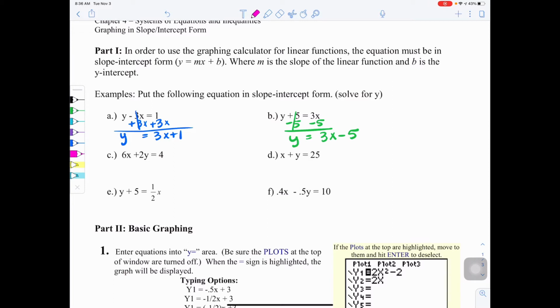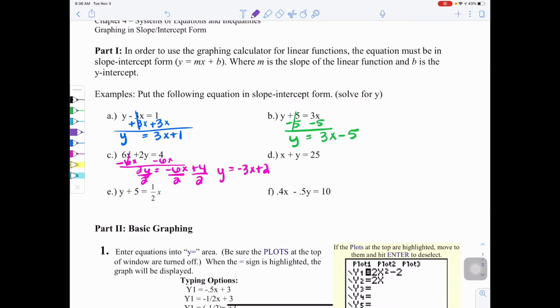Okay, letter C, 6x plus 2y equals 4. I need to move the x's because my goal is to get y alone. So I have 2y equals negative 6x plus 4. But this still leaves me with 2y. So I have to divide every single piece. So all 3 pieces you see there need to be divided by 2, which gives me y equals negative 3x plus 2.